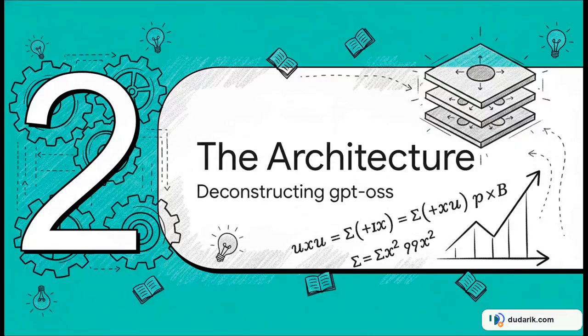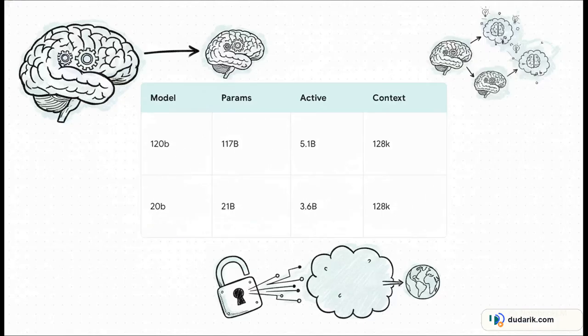Moving right along to Section 2, Under the Hood, Architecture. Let's deconstruct the GPT-oss framework. The real magic of what OpenAI has built here is literally in the math. Take a close look at the difference between the total parameters and the active parameters per token. The flagship model has a massive 117 billion parameters, but it only activates 5.1 billion per single token. And the smaller 21 billion parameter model activates just 3.6 billion.